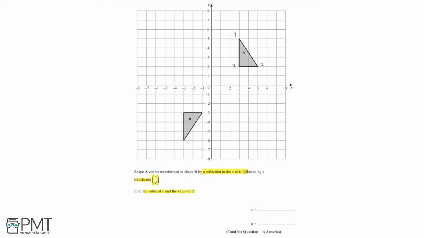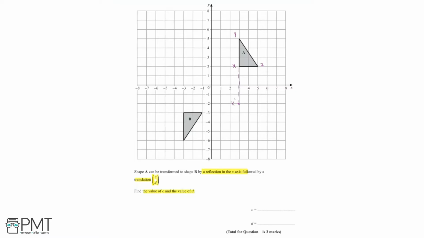So now we can reflect each point in the x-axis individually. We'll start with point X. To get to the x-axis, we need to go 2 spaces down. And so we can do the same thing on the other side of the x-axis, and the new point X will be over here.